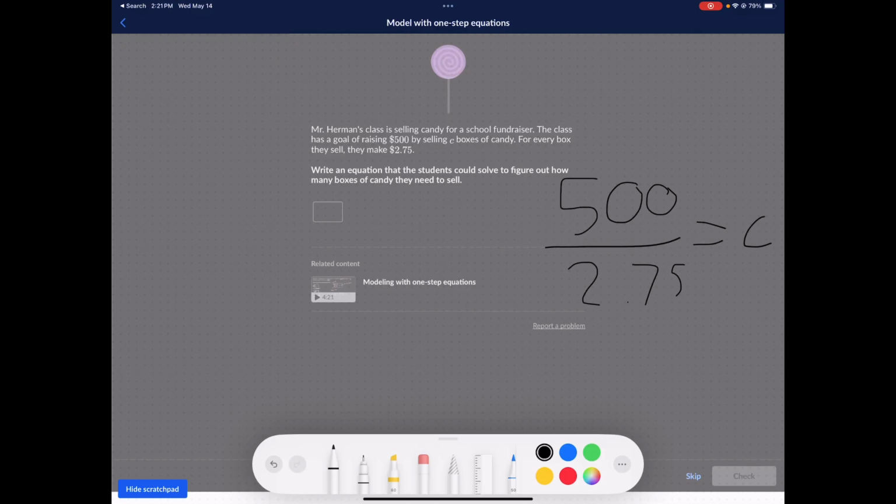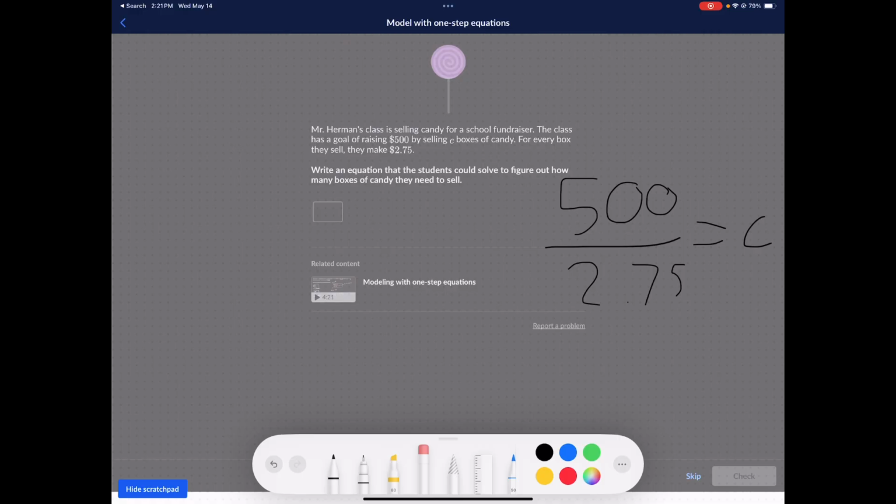I will use a calculator for this one, just to be precise. If you want an easier insight, you can also just multiply these by 2 and get 1,000 over 5, which is a little easier. But I'll just do it this way. Okay, never mind. Oh, we're just writing an equation.